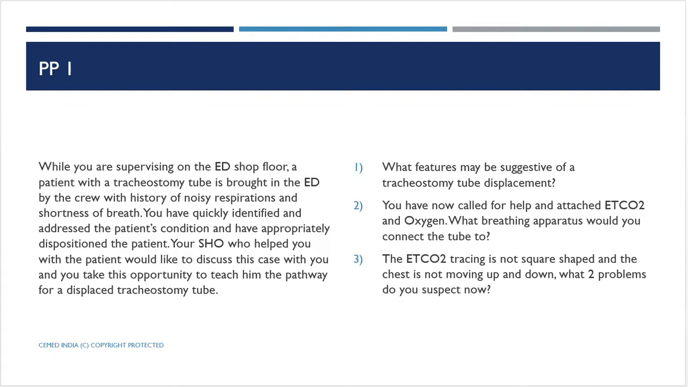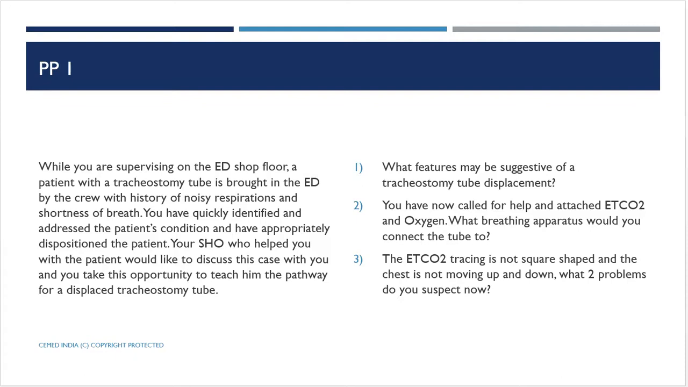Okay. So what features may be suggestive of tracheostomy tube displacement? So somebody who's finding it difficult to breathe, shortness of breath, desaturating, somebody who's able to talk with a tracheostomy tube in place, that can suggest that the tracheostomy tube is displaced. You have called for help and attached EtCO2 and oxygen. So displaced tracheostomy tube and displaced endotracheal tube are in the curriculum, so you should know about both, especially about the displaced endotracheal tube. They ask the DOPE mnemonic: displacement, obstruction, pneumothorax, and equipment failure.